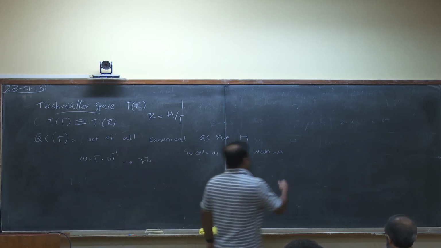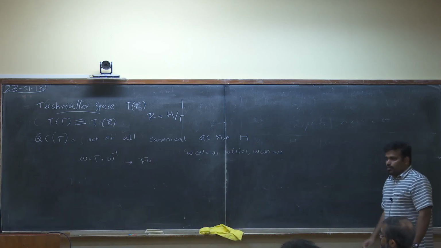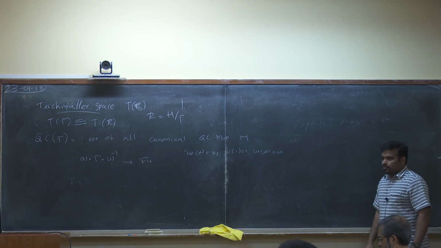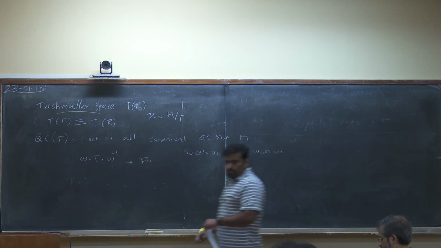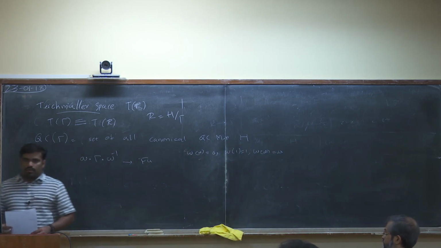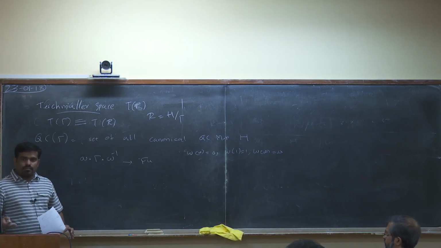Naively I can think that if it's a normal subgroup of PSL2, then it should be a Fuchsian group. Any subgroup? Yes, any subgroup. Okay, there is no restriction to be discrete. No, it's actually a continuous group.